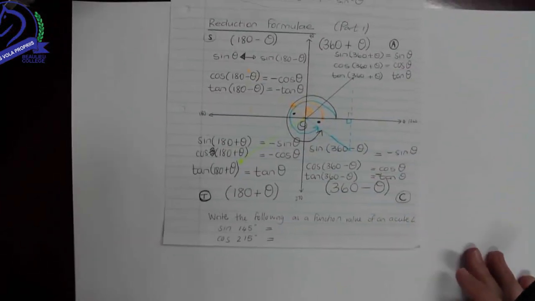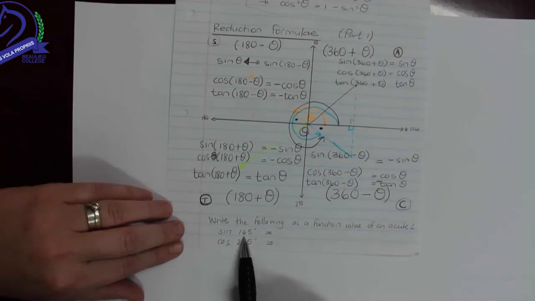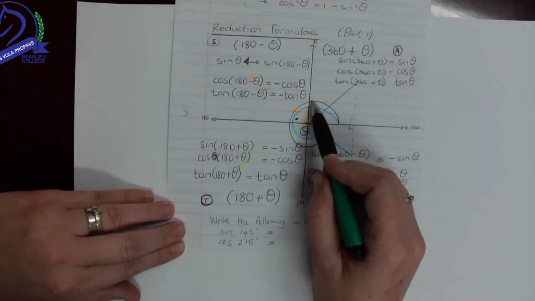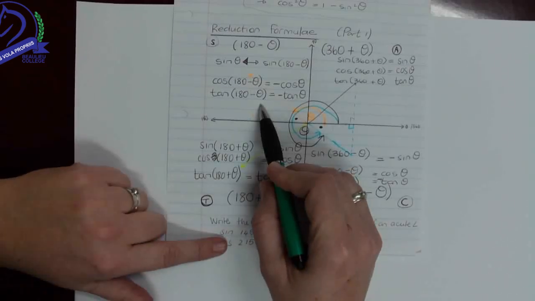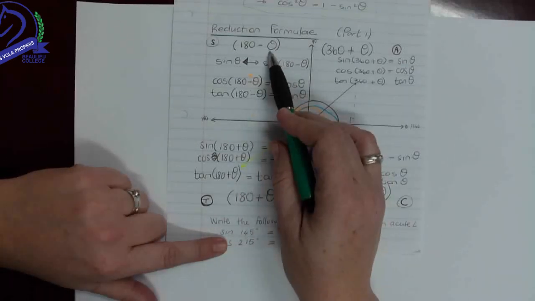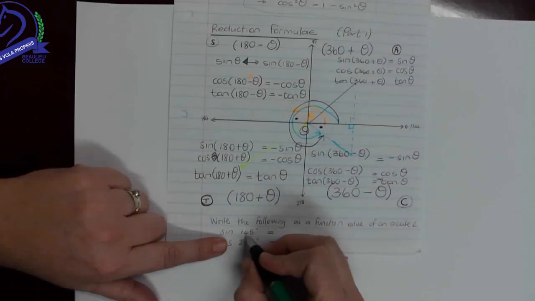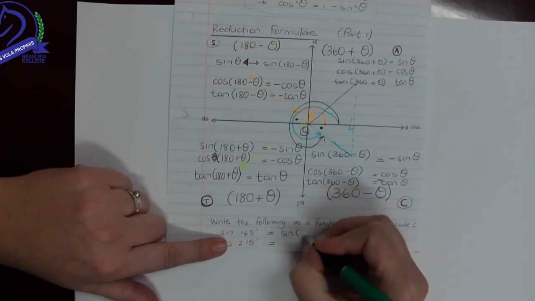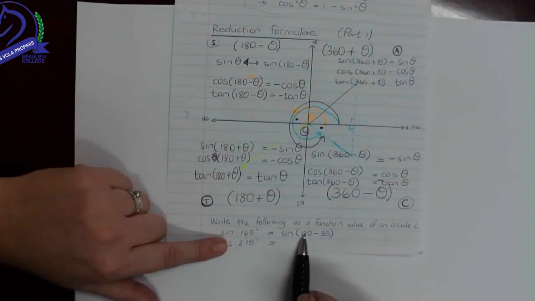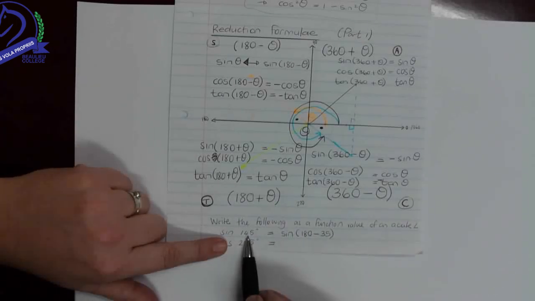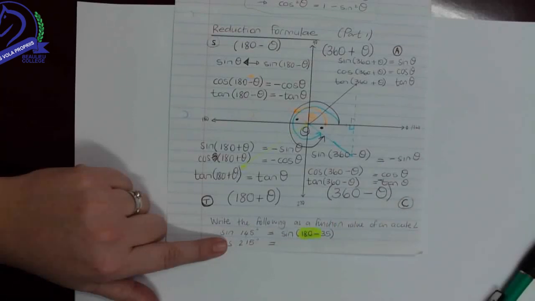What are the questions I'm going to ask you? I'm going to say to you, for instance, write the following as a function value of an acute angle. So sine 145. So I've gone through the 90. In which quadrant do I end up? At the second one. Okay. So what must I write down in theta's place, in 180 minus theta, to end up with an answer of 145? So sine 145 is as good as me saying 180 minus 35. Okay, 180 minus 35 equals 145. Right. So this 180 minus just indicates the quadrant I am busy with.